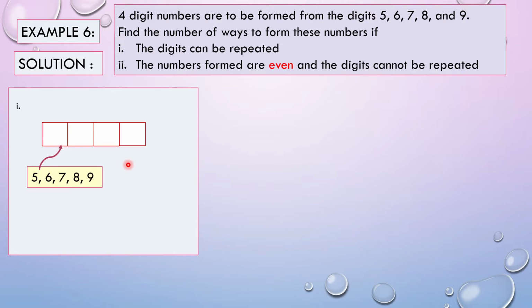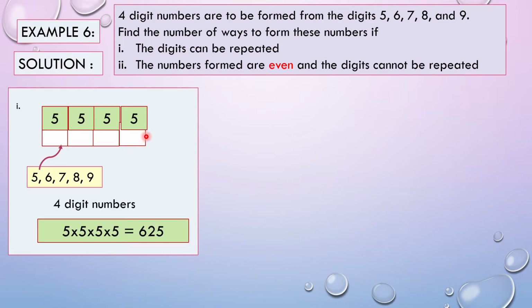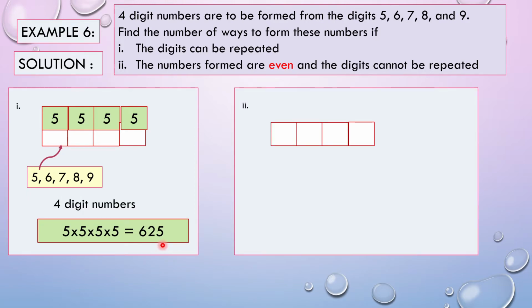So for the first box we have 5 options. Now for the second box we still have 5 because the digits can be repeated, so it is all the same. So each time we can repeat the digit, so it is 5 times 5 times 5 times 5. So altogether we have 625 arrangements.